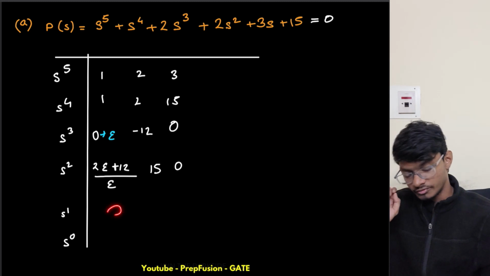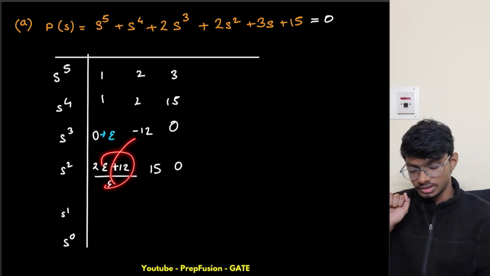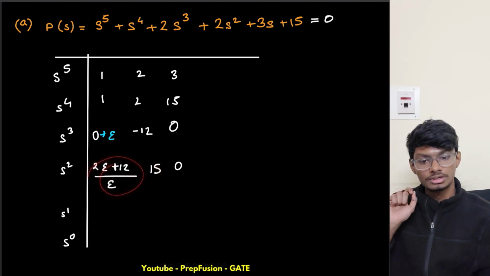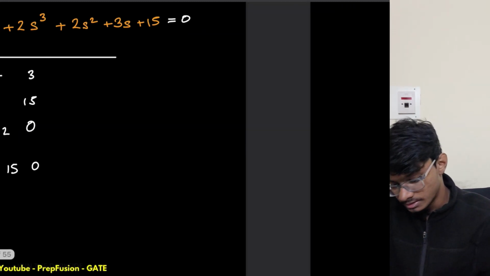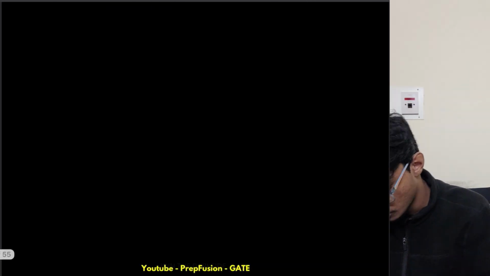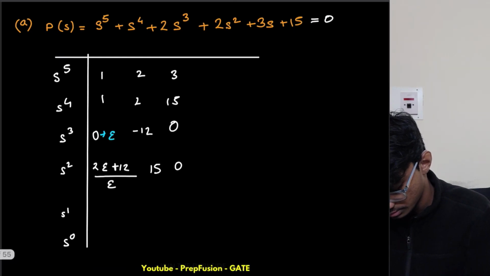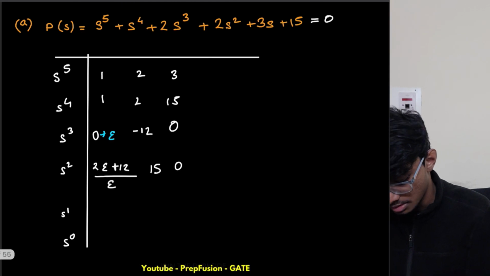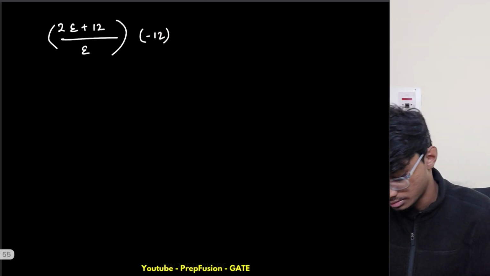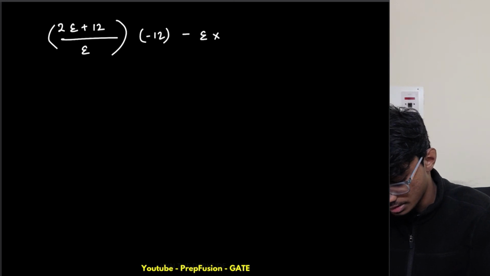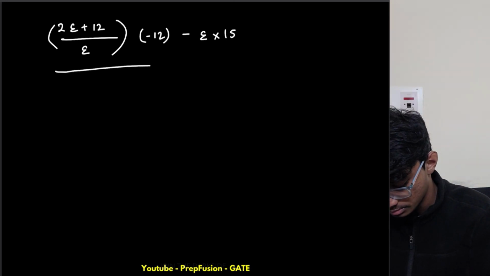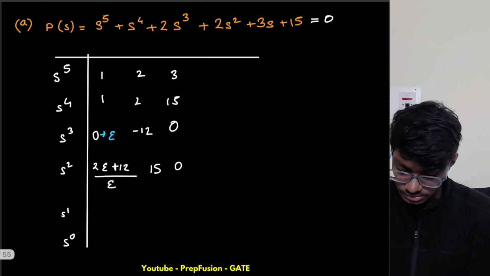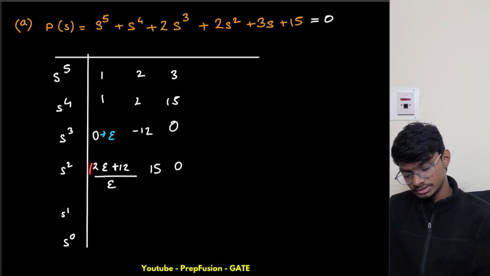Now what will come over here? This is a calculative task, because this is multiplied with this one and this is multiplied with this one, then subtracted. So I will solve this separately. Basically I multiply (2 epsilon plus 12) divided by epsilon into minus 12, and this is minus epsilon times 15. Minus epsilon times 15. Then divide by this one itself.